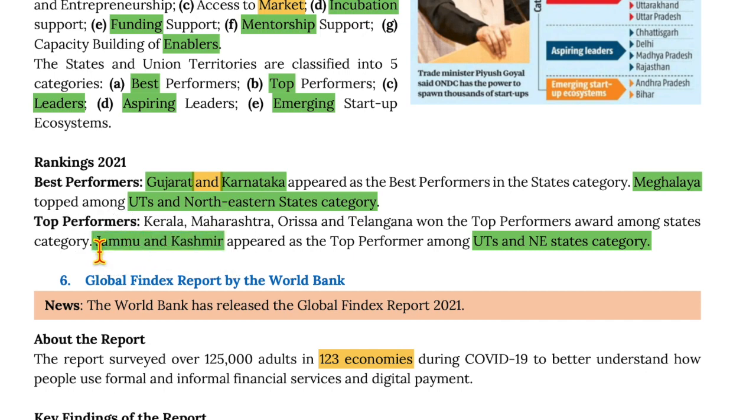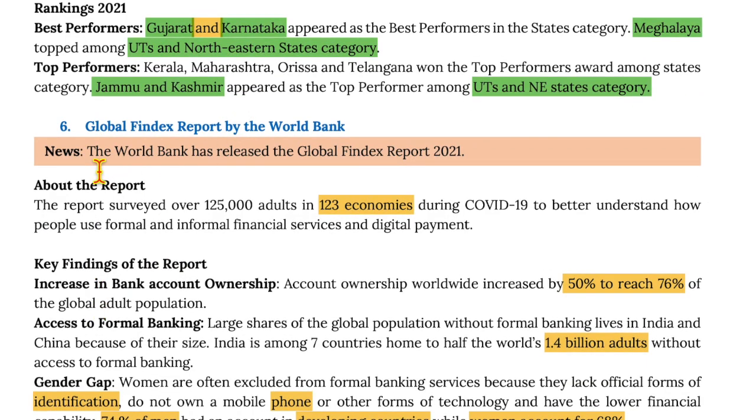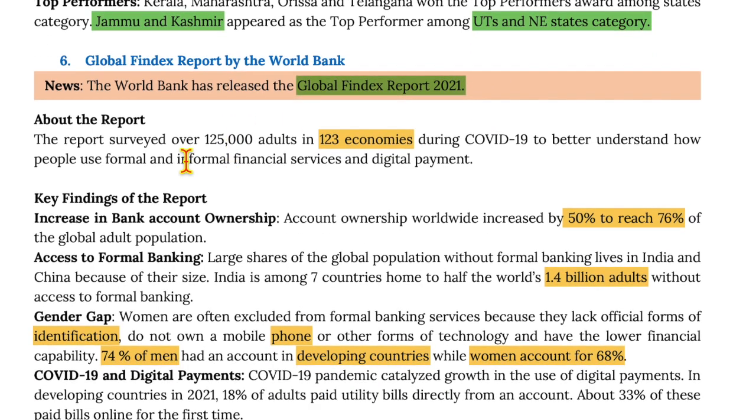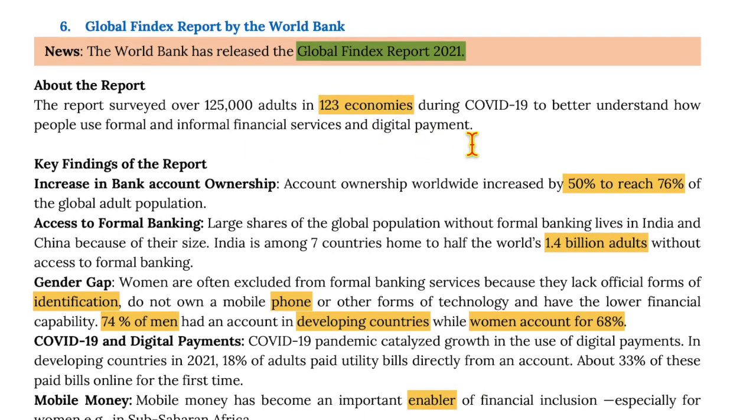Moving on to the Global Findex report by the World Bank. The World Bank has released the Global Findex report 2021. The report surveyed over 125,000 adults in 123 economies during COVID-19 to better understand how people use formal and informal financial services and digital payment.